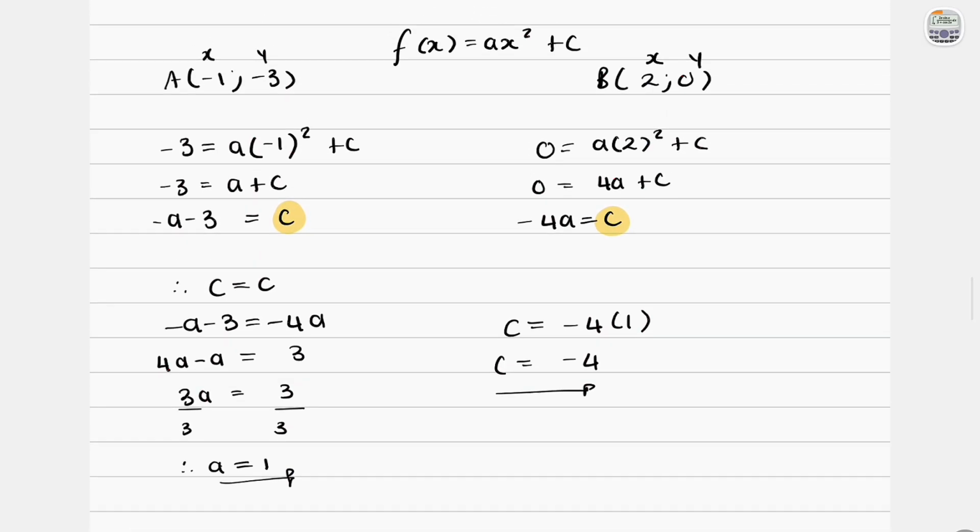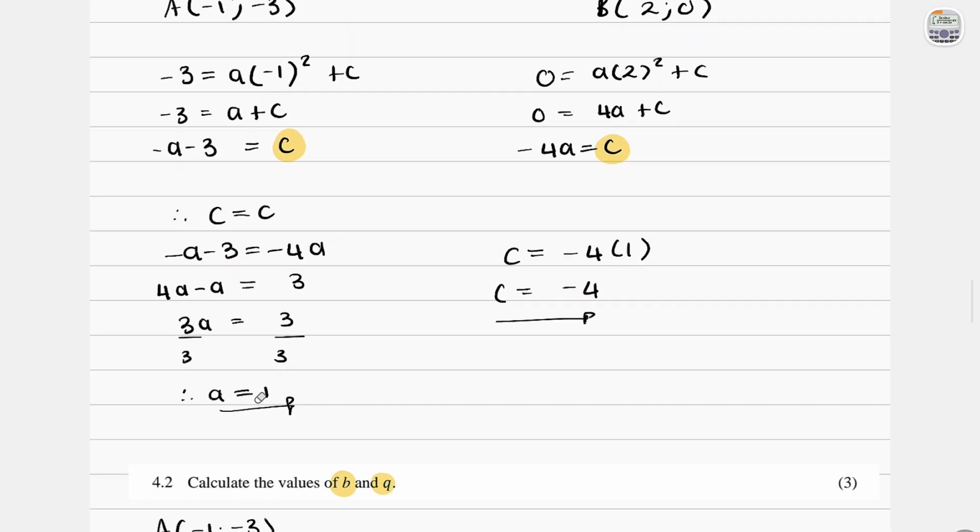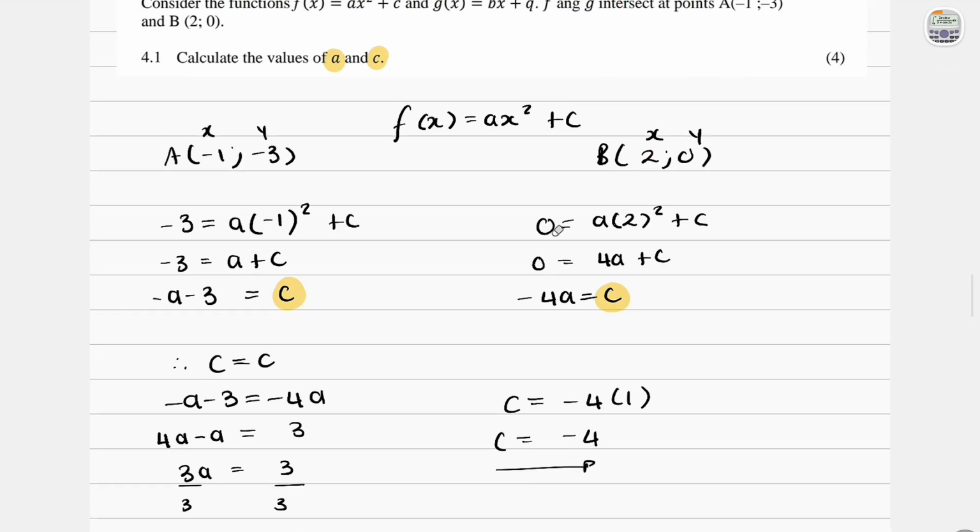So its equation is going to be a is 1. So it's just going to be x squared and then minus 4.